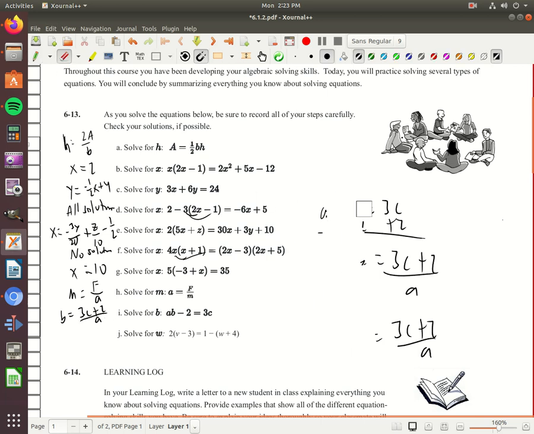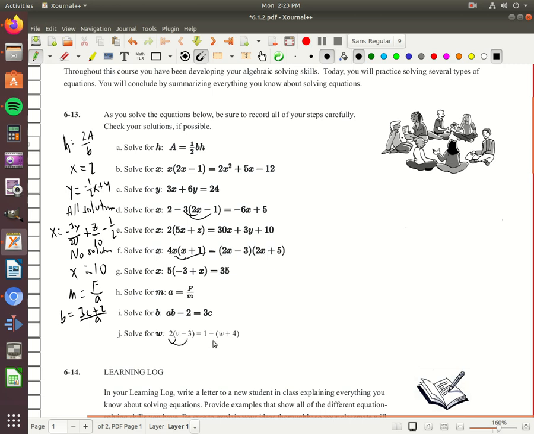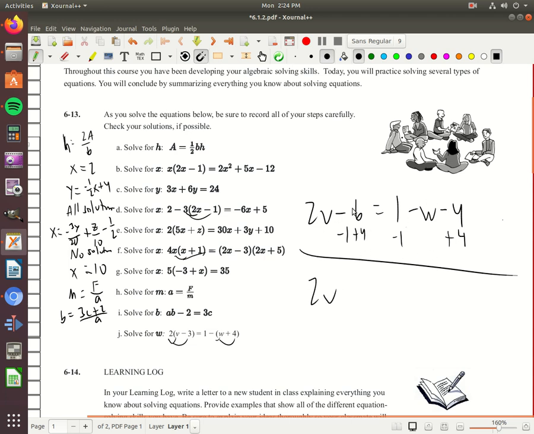And finally, last one, we'll go ahead and solve for W. So like I said, I'll distribute as I go. So I'm going to get 2V minus 6 is equal to 1. I have to distribute this negative, so that's negative W minus 4. So I'll subtract the 1 and add 4 to both sides. So minus 1 plus 4. It would have been way more sensible to collect those terms, but I didn't. So anyways, negative 6 minus 1 is negative 7 plus 4 is negative 3. And that's going to equal negative W.